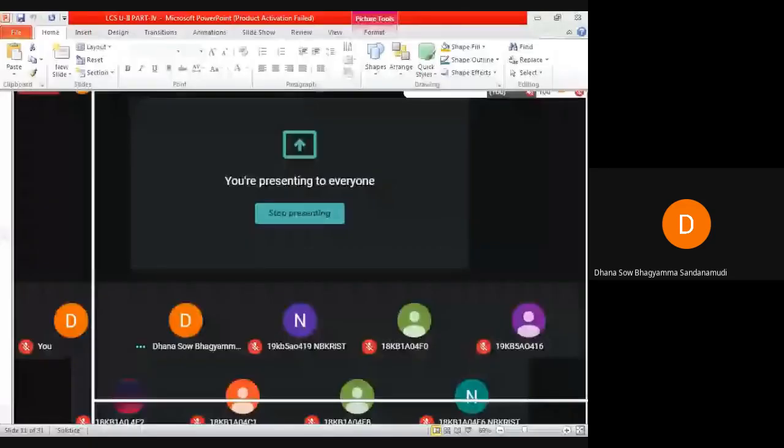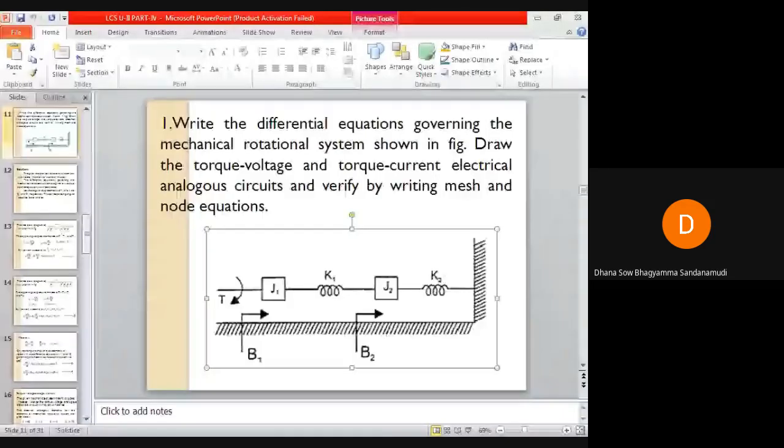Okay, so last class we were solving this problem. We were in the middle of this problem. So I will once again start from the beginning so that it will be a recall for you. You can remember what we have discussed. So this is a mechanical rotational system which has been given to us.